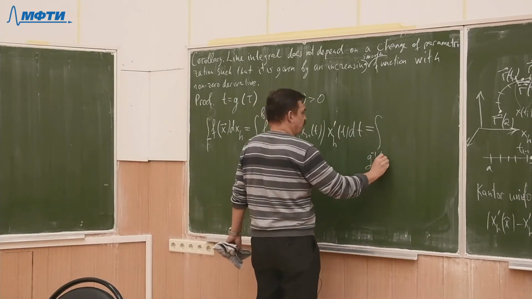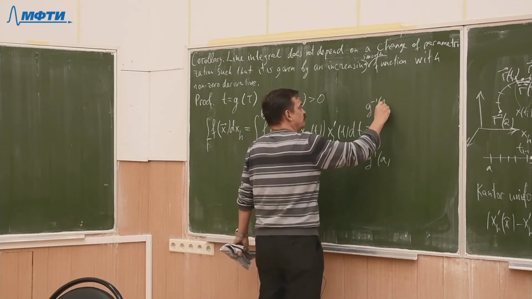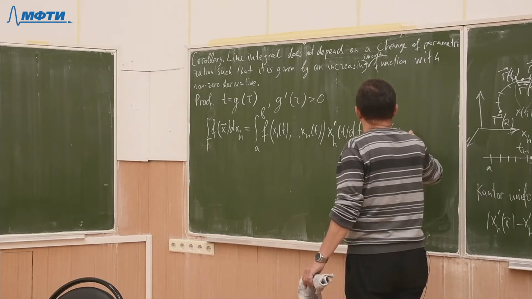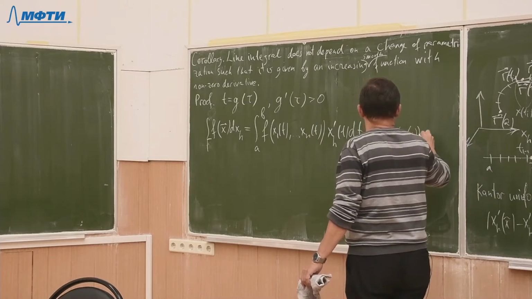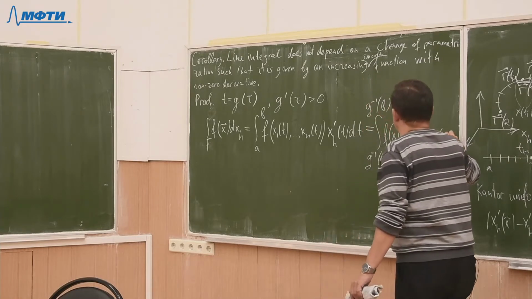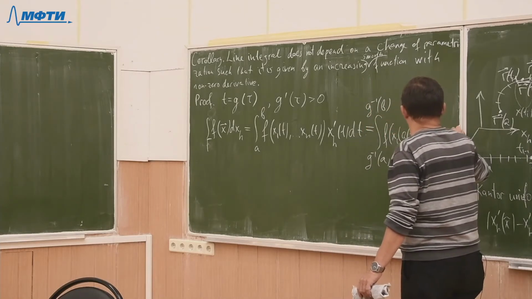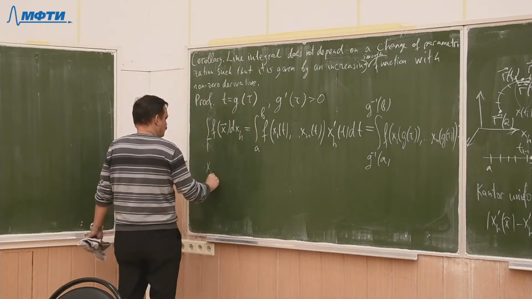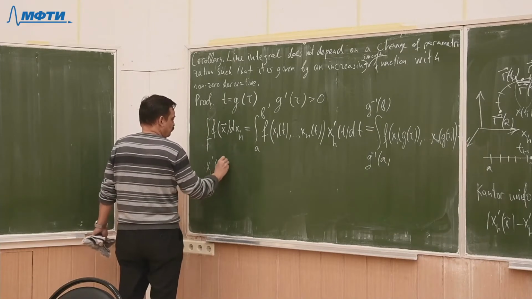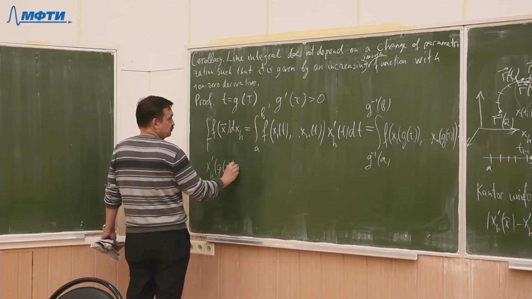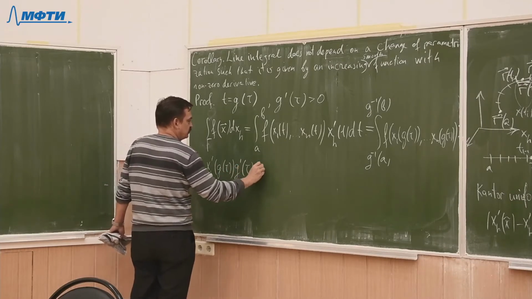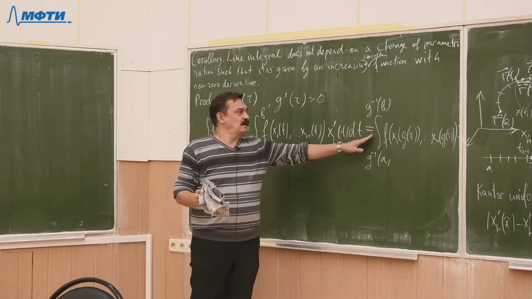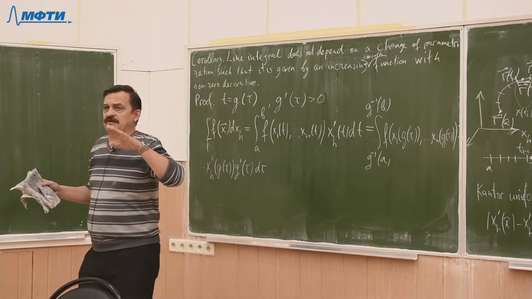g minus 1 of a, g minus 1 of b, f of x1 of g of tau, so on, xn of g of tau, times xh prime of g of tau, times g prime of tau d tau. So I made a change of variable in the Riemann integral.